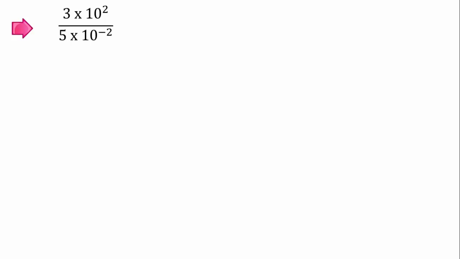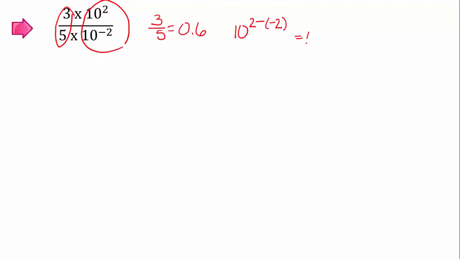3 times 10 squared divided by 5 times 10 to the negative second power. All right, so we are going to group our factor over here. So I'm going to come over here. 3 divided by 5 is 0.6. And then I'm going to take a look at my powers of 10. 10 to the second power minus a negative 2. So that gives me 10 to the fourth power. So written out, 0.6 times 10 to the fourth power.